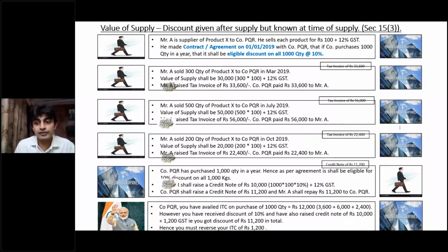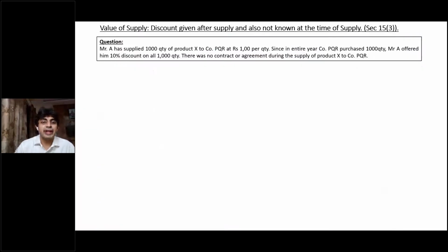Okay. So this is there. By raising a credit note, आप लोग buyer को अपना ITC proportionately reverse करना पड़ेगा. Okay. ठीक है. So this was what my second point. Now comes the third one. Discount is given after supply and also not known at the time of supply.